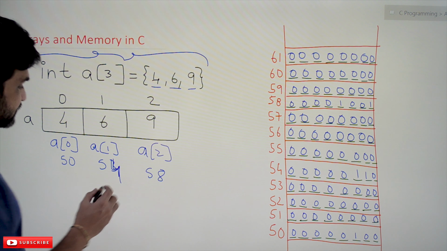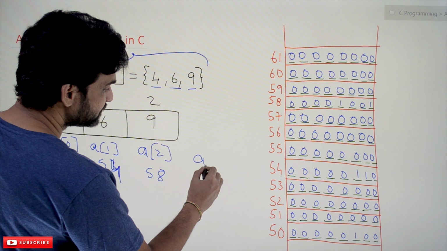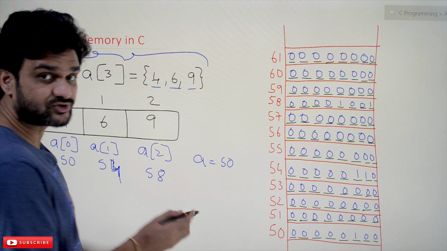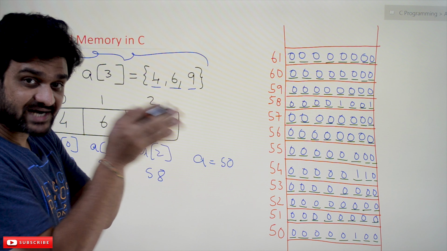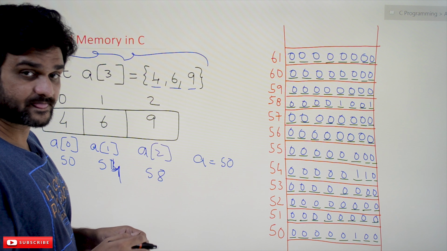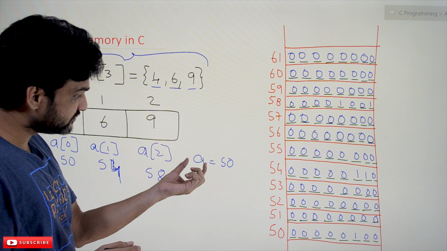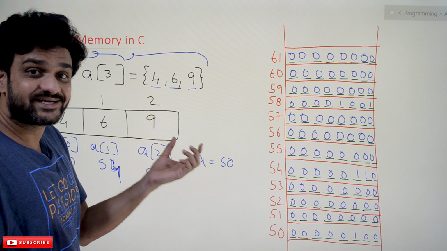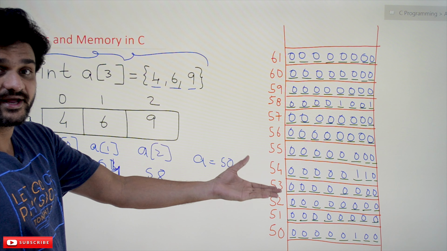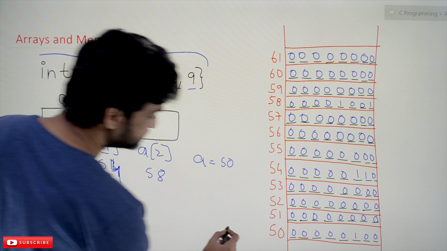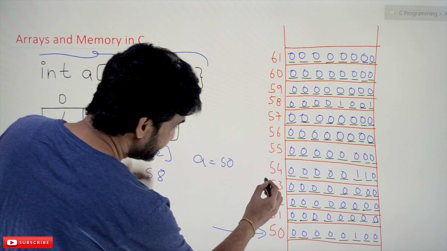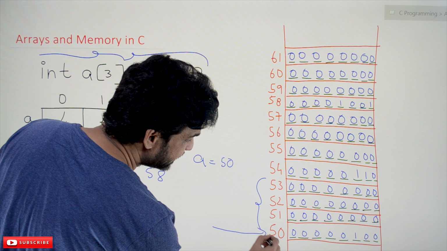Whenever we use the variable name a, it is getting stored with the address 50. So this 50 is the starting element of the array. Whenever we use this variable name a, it means the address of the array, the starting address of the array. What is the starting address of the array? This is the starting address of the array, and each element is taking 4 bytes of space.